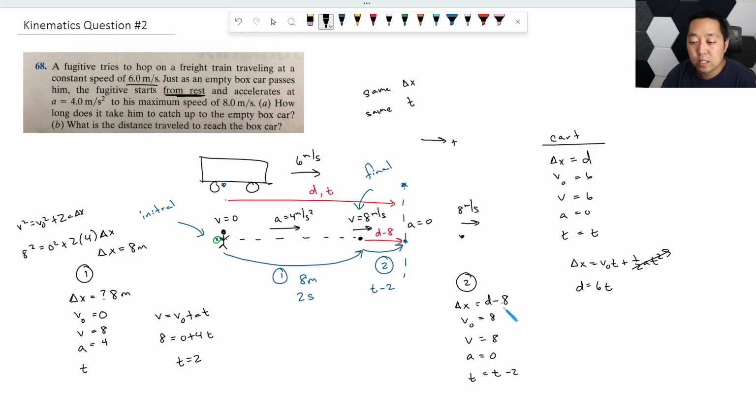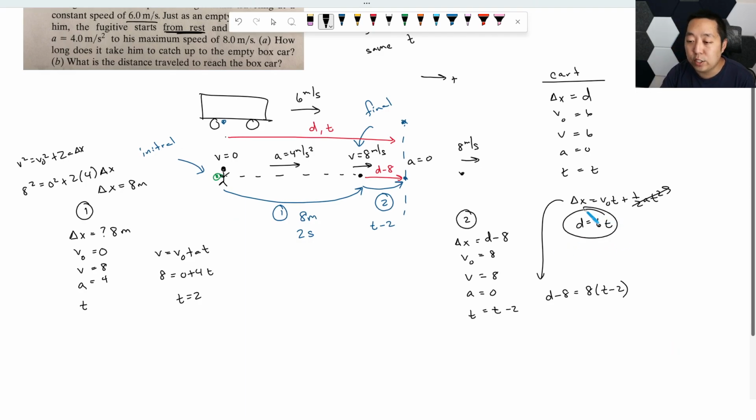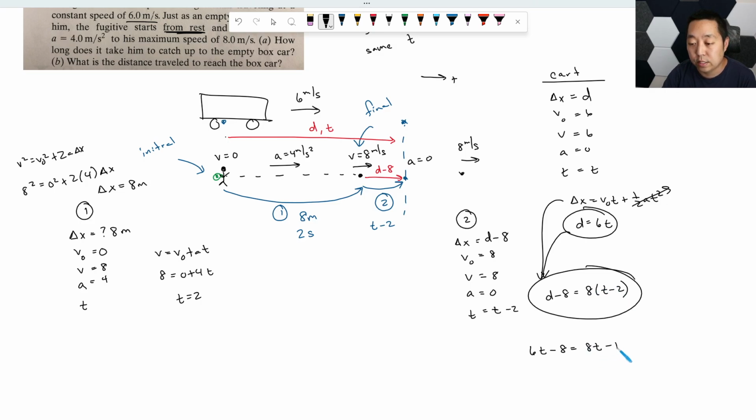All right? So then same thing for here. We're going to use the exact same equation for this guy, but we're just going to fill it in. It's going to be d minus 8 is equal to 8 times t minus 2. So what I know now is I have 2 equations and 2 unknowns, and I want to solve for both of them. So how do I handle that in math class? Substitution is pretty standard. I'm going to plug this d into here. So I get 6t minus 8, and then I'll distribute the 8 there. It's going to be 8t minus 16.